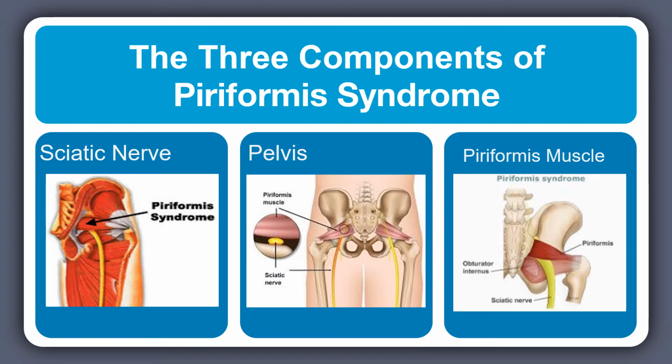The pelvis: the piriformis muscle comes off of the sacrum onto the leg bone, or the femur. And so all of the muscles in this area kind of come off of the pelvis. So the pelvis is an important feature. The piriformis, this muscle itself, is mainly what we'll be focused on in order to get you out of pain.